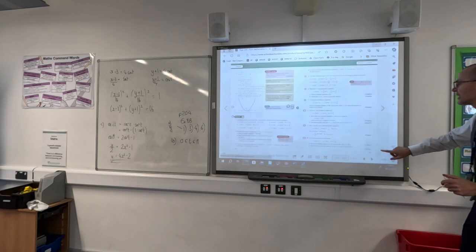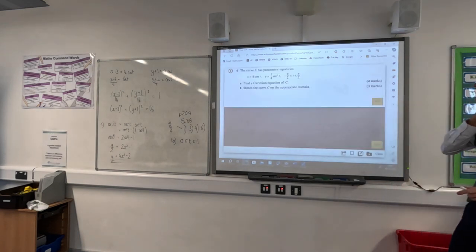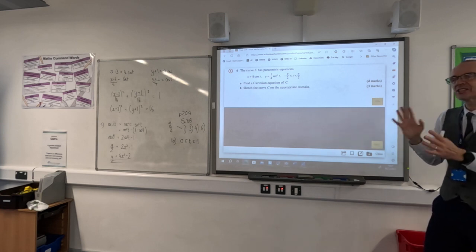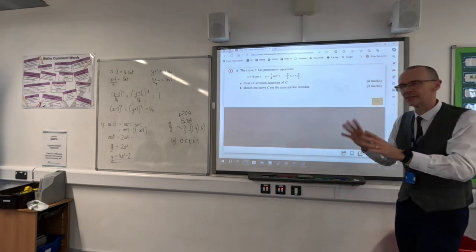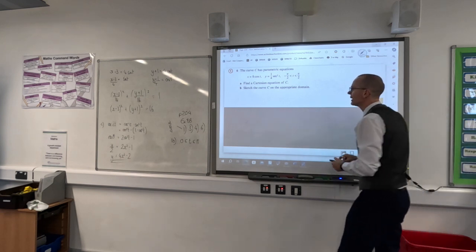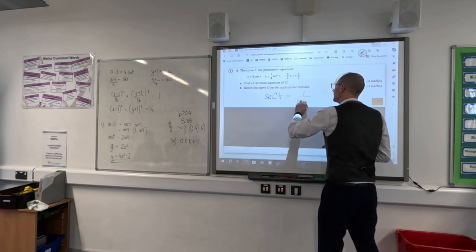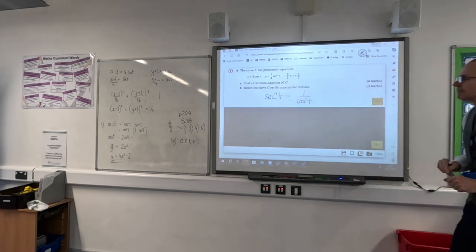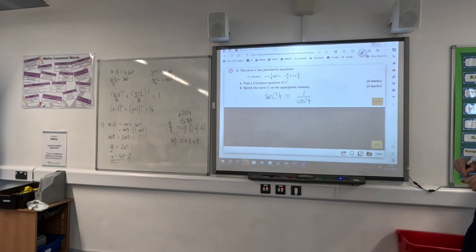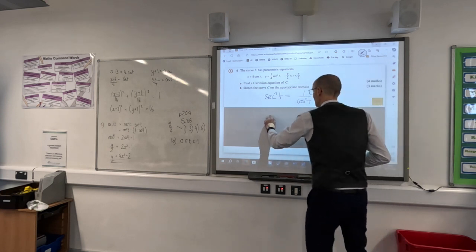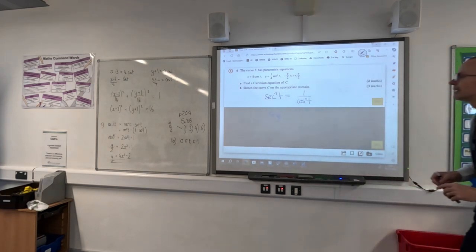Just very quickly with 6, I've left myself enough time. It's really tempting to think this has got to be a really complicated identity, sec squared. It's going to be one of those Pythagorean ones. But actually, sec squared is 1 over cos squared. So y is a quarter of sec squared, so that means sec squared is 4y.